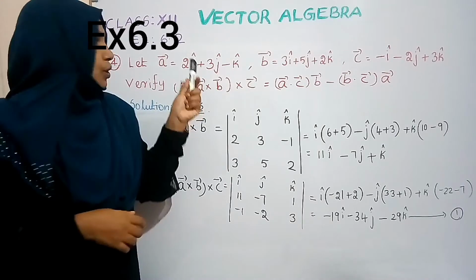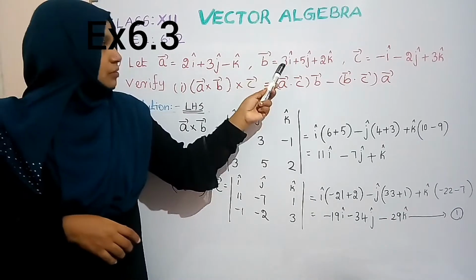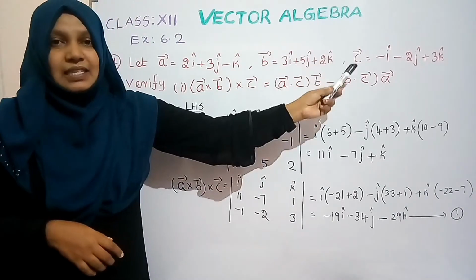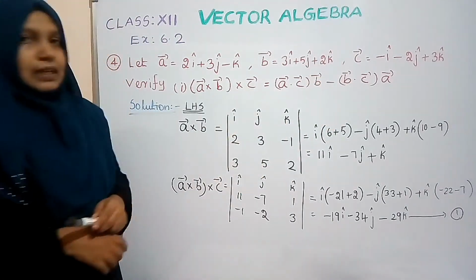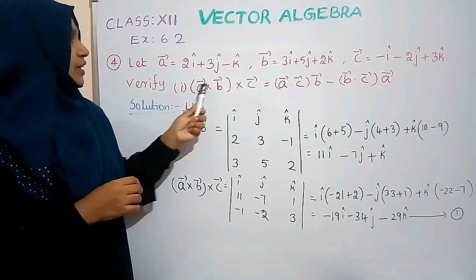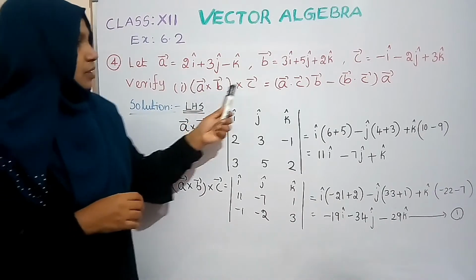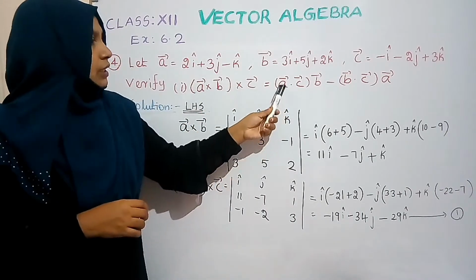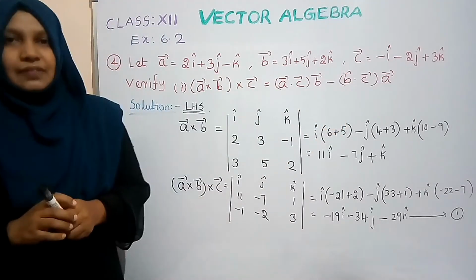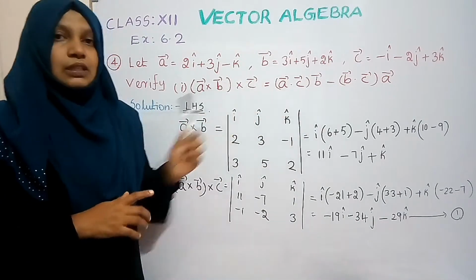A vector is equal to 2i cap plus 3j cap minus k cap, B vector is 3i cap plus 5j cap plus 2k cap, and C vector is minus i cap minus 2j cap plus 3k cap. Using these three, A vector, B vector and C vector, verify A vector cross B vector and then cross C vector. A vector cross B vector in bracket is equal to our vector triple product formula, A vector dot C vector into B vector minus B vector dot C vector into A vector. So we are going to verify this LHS and RHS using different methods.